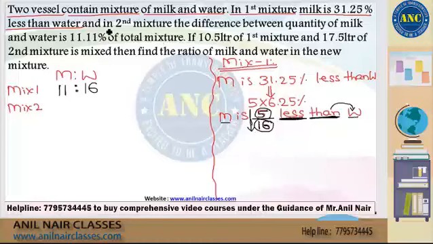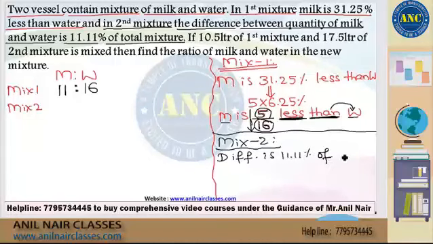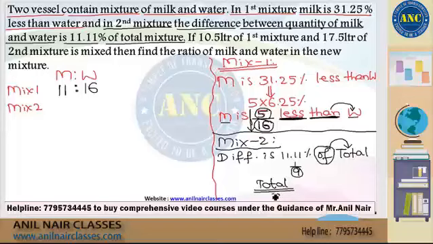See the second statement. In mixture 2, the difference between quantity of milk and water is 11.11% of total mixture. They are saying that the difference is 11.11% of total mixture. 11.11% is nothing but 1 by 9. The meaning of 1 by 9 is, whatever is coming after "of" should come in the denominator. So total represents 9. Totally 9 liters of mixture is present.